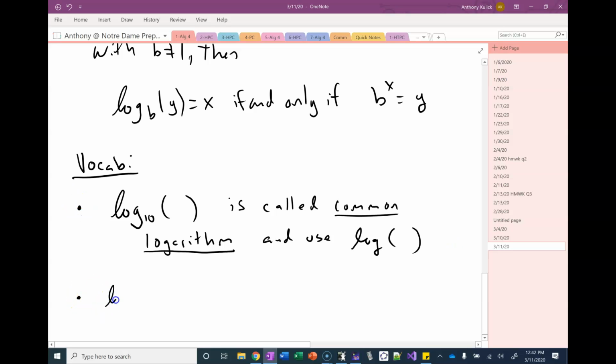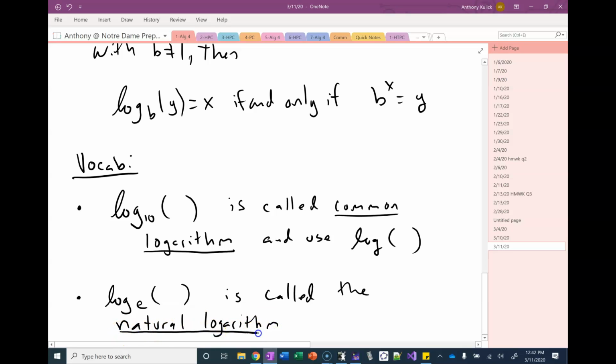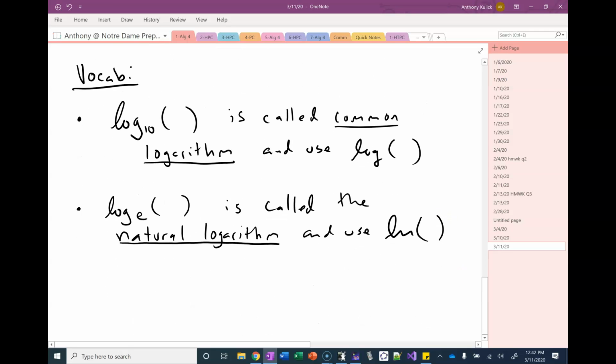The other special situation is log base e. We call this one the natural logarithm. And we use the symbol ln to represent that logarithm. So if you see ln written, what that means is log base e.